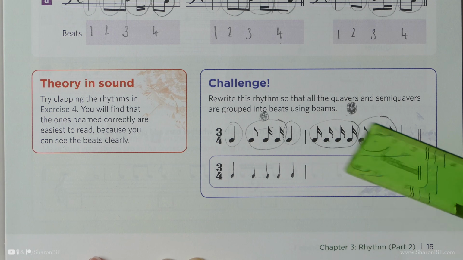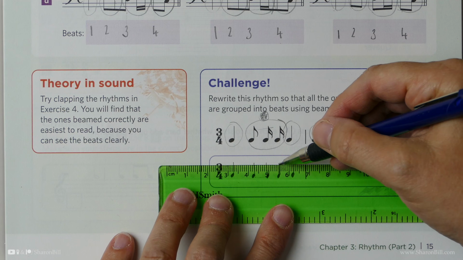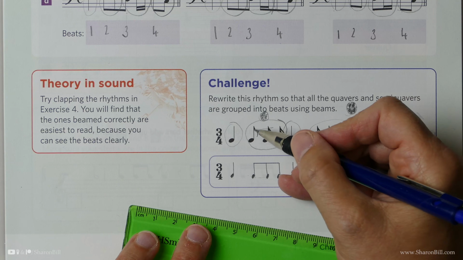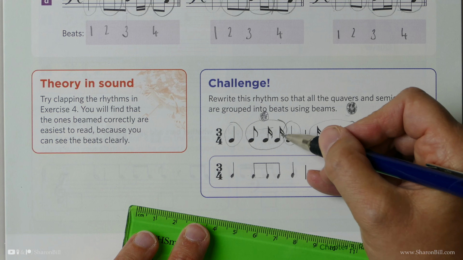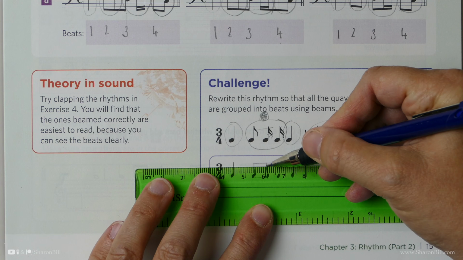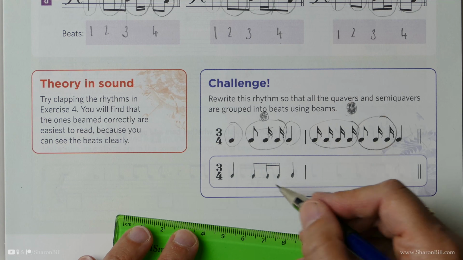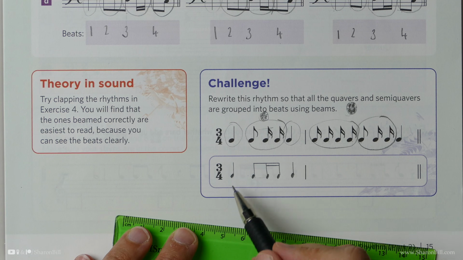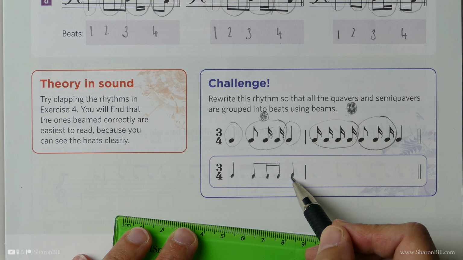Now we can get down to the business of beaming. So it's these 3 stems that are going to be beamed together. So we need 1 beam joining them all together. Now this is a quaver, so this only has 1 beam, but then these 2 semiquavers, just staying within those lines. We don't want to go over, otherwise we're changing that one. We can see that those 2 are now beamed twice. So we can see 1, 2 and a 3.